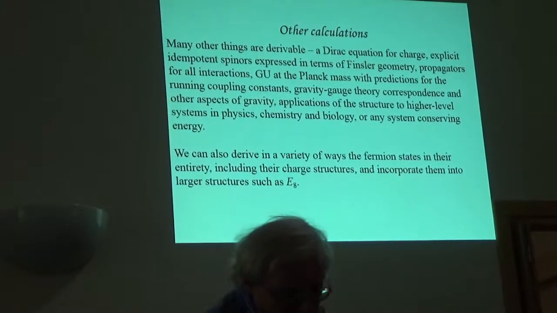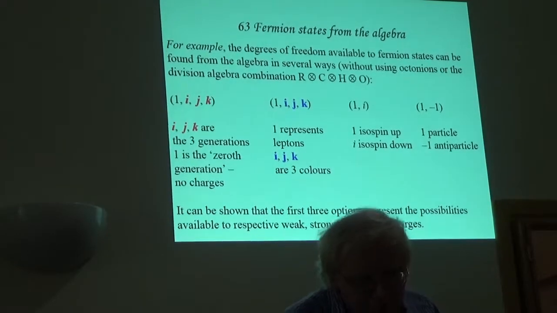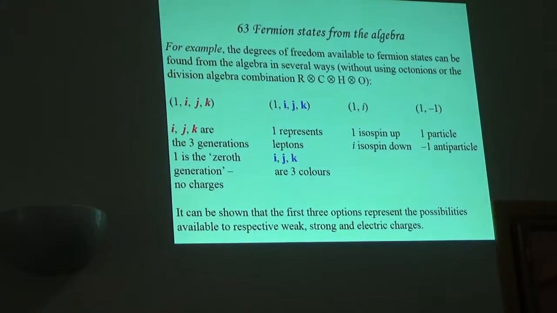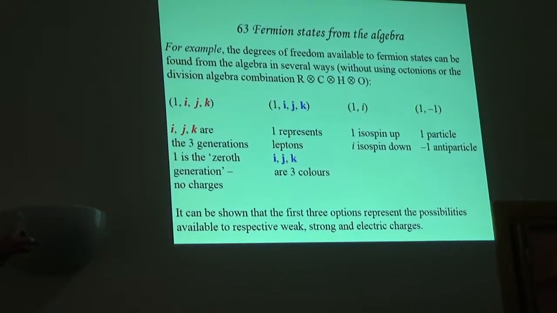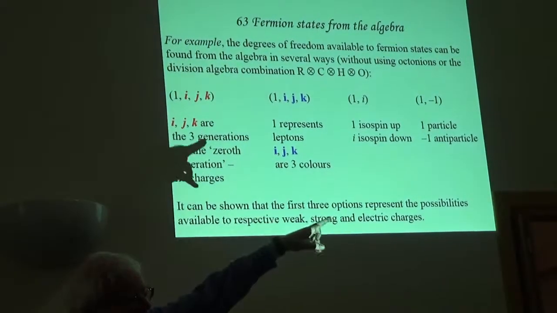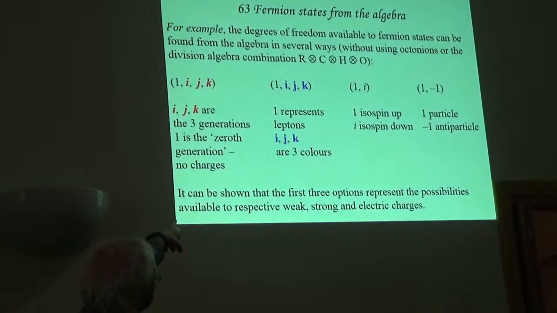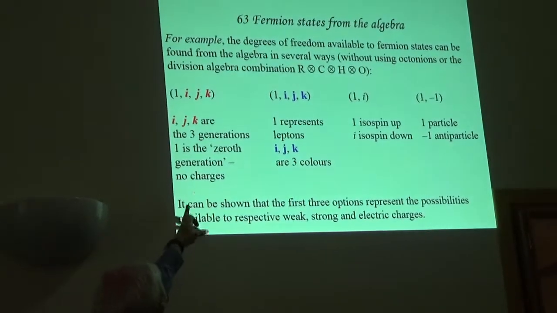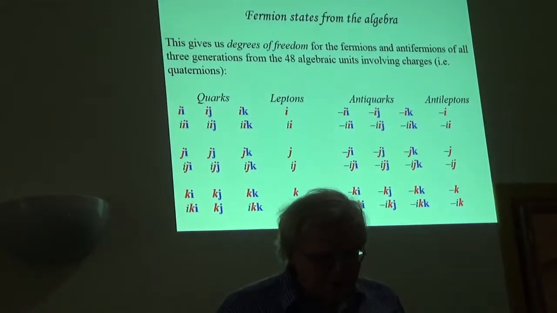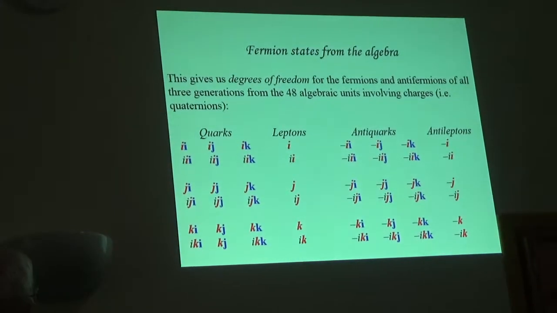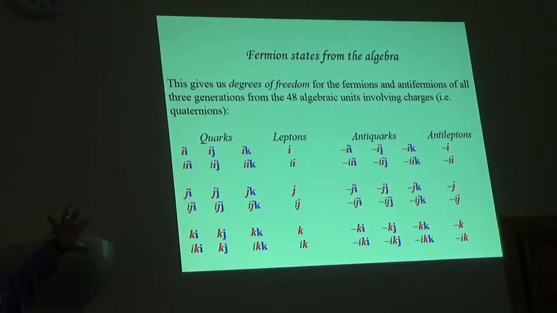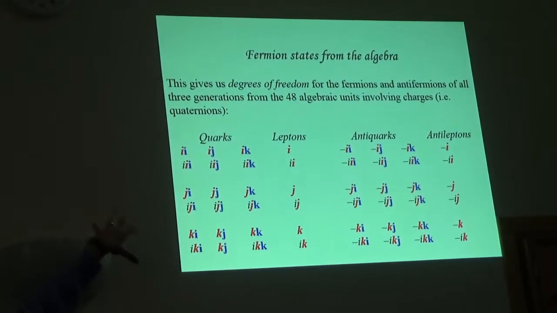What I want to do finally is something about this. How do you get fermion states? There are 48 fermion states. This is how you get them. The algebra creates them. i, j, you multiply those four brackets together, you get the 64-part algebra. And this is the option of weak, this is the strong option, this is electric, and that's the particle and antiparticle. And this is what you get. I'm not saying these are the particles, no, it's more complicated to get the particles from those, but those are the degrees of freedom available.